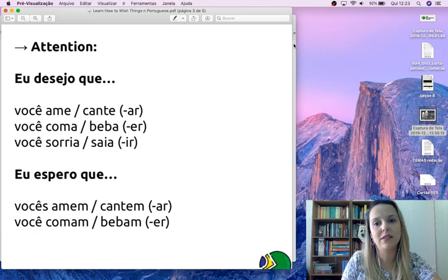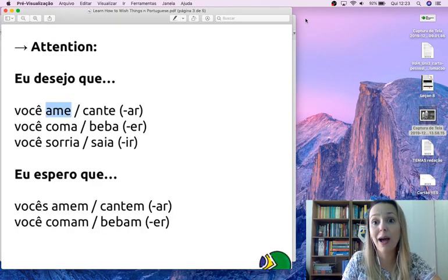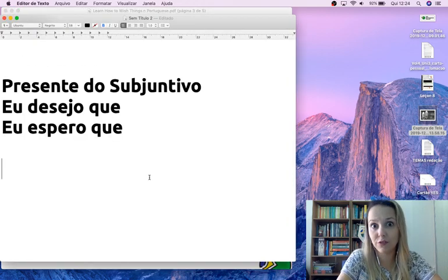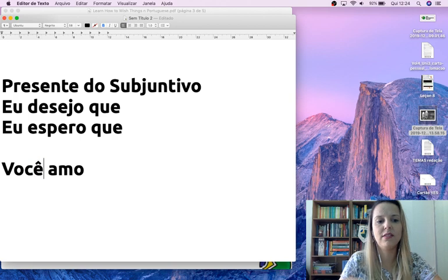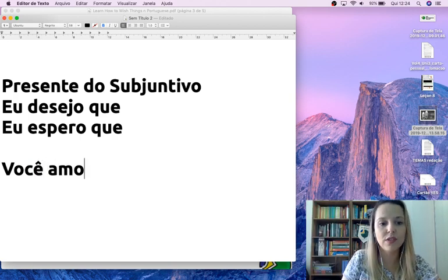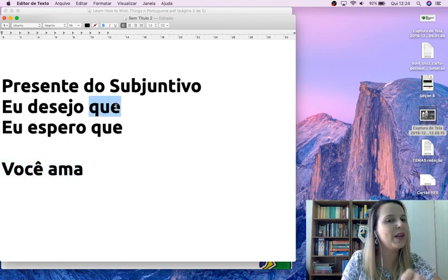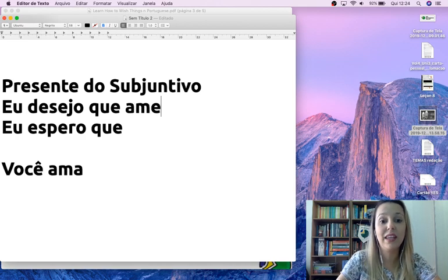So if the sentence was in the indicative, for example, with this first verb here, the verb amar, to love, then I would say how we put this verb in the present indicative. Eu amo, right? But here we cannot say eu desejo, actually, with você, because the sentence is to wish someone something. So você ama, if I have to put here, I couldn't use this form. This is the indicative form, and after que we cannot use this.